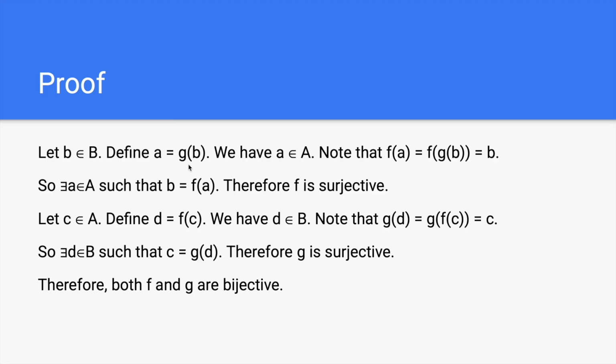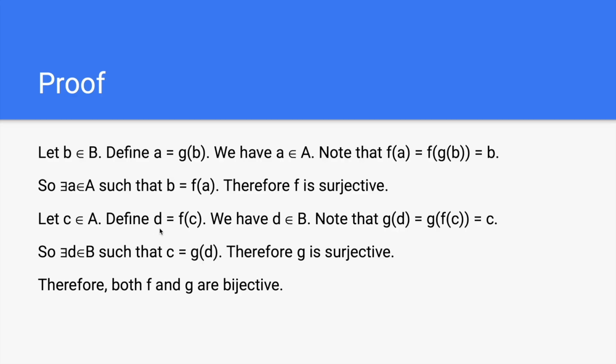Let b belong to the set B. Define a equals g of b. We have a belongs to A. Note that f of a equals f of g of b equals b. So there exists a in A such that b equals f of a. Therefore, f is surjective.